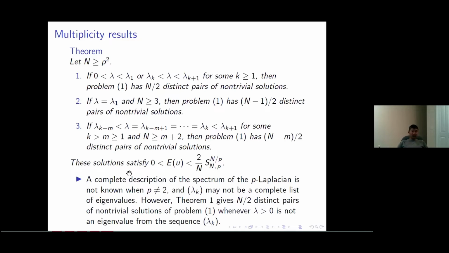All these solutions have energies between 0 and this level, 2 divided by n, S_{n,p} to the n over p. Recall that the threshold for compactness for this problem is 1 over n, S_{n,p} to the n over p. So this right hand side is twice the threshold for compactness. So we are not getting these solutions all below the threshold for compactness, but they can be up to twice that threshold.